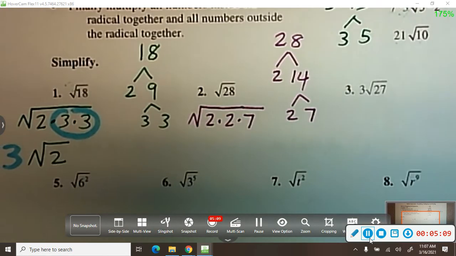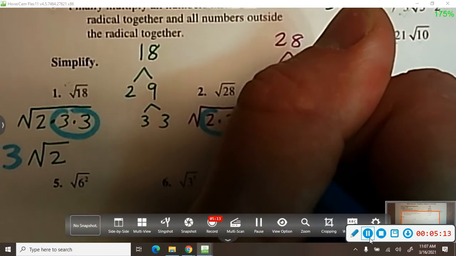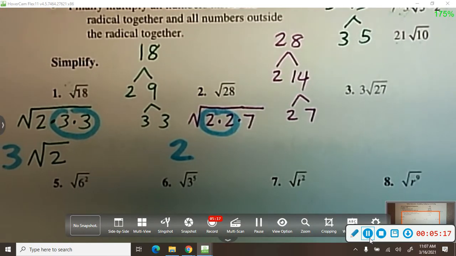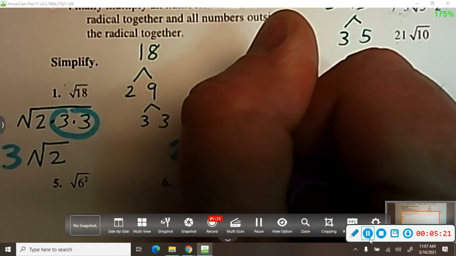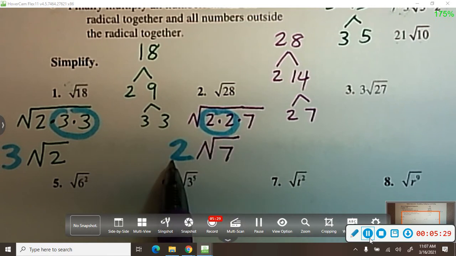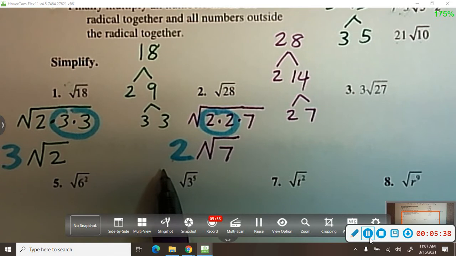So I'm looking for pairs. I have one pair of 2's. So 1, 2 comes out. The 7 stays inside. The 7 is the radicand. If circling confuses you, 2 times 2 is 4. The square root of 4 is 2. Same thing. For every pair you bring out, you can bring out as many pairs as you can. Whatever you bring out, you multiply together. Okay?